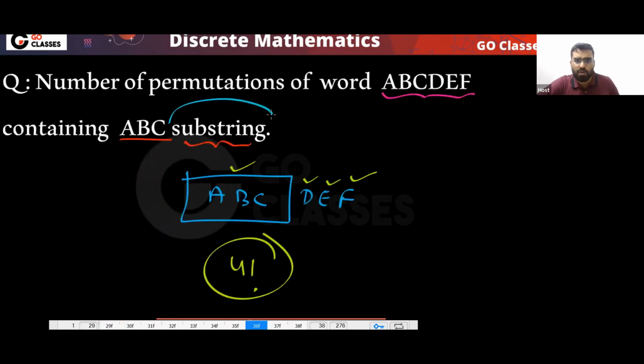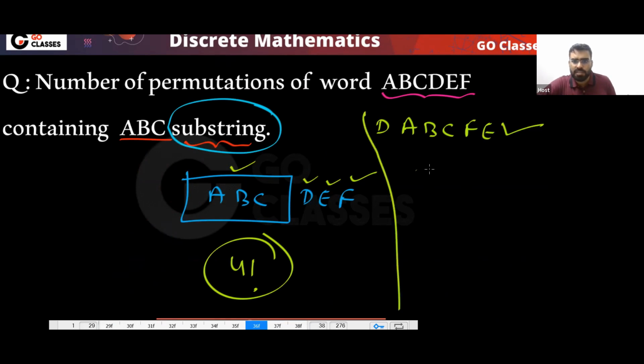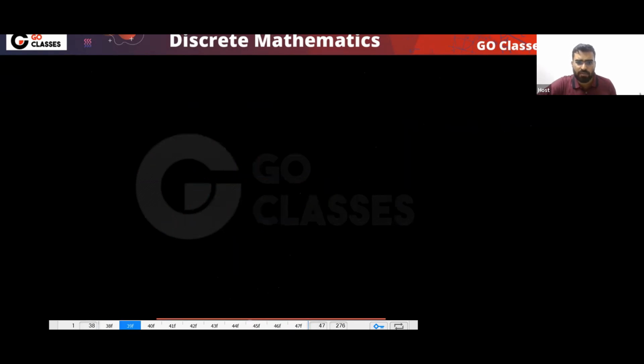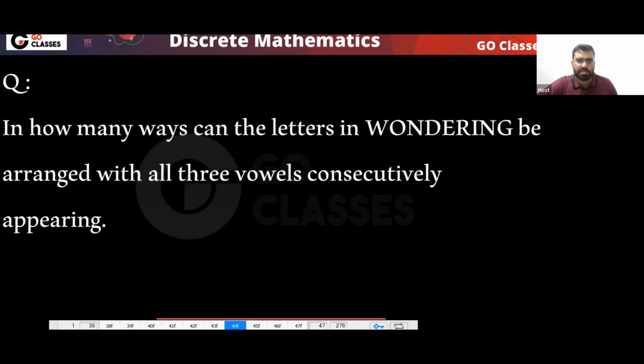In the previous question, we want a substring ABC. So remember, this is fine: A, B, C, D, F, E. This is fine, but this is not fine. So this ABC can only stay in only one way. They should stay in this order. Only one way for them. Okay, let's see the next question.